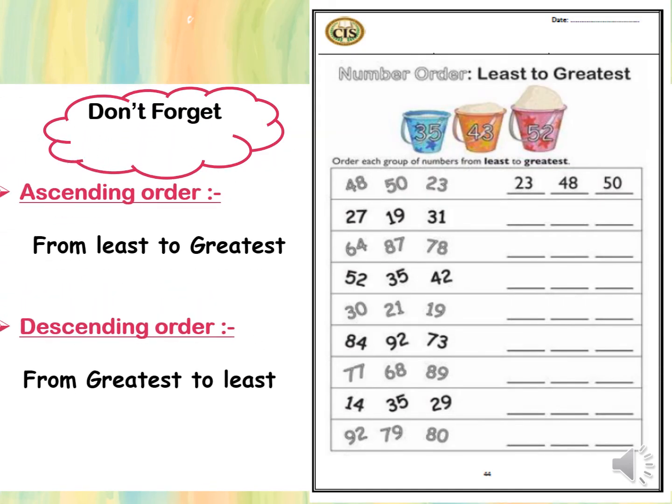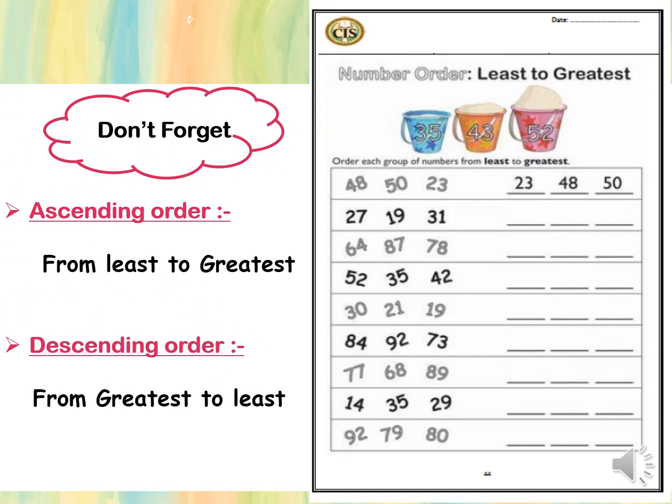Don't forget, ascending order is from least to the greatest. Descending order is from greatest to least. Okay, let's answer our math booklet here, page number 44. Okay, order each group of numbers from least to greatest, from the smallest to greatest. It means ascending order.